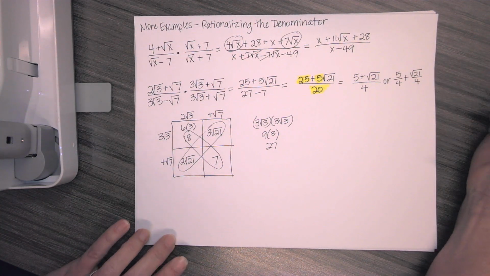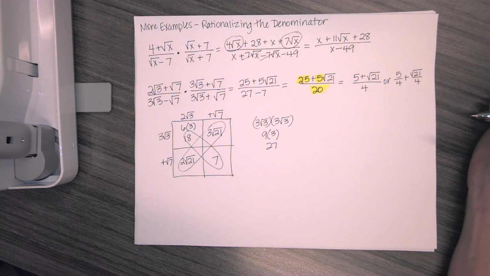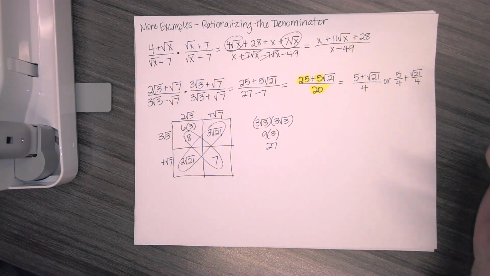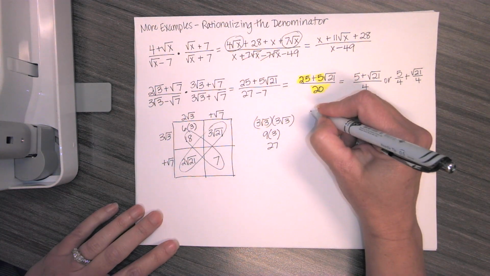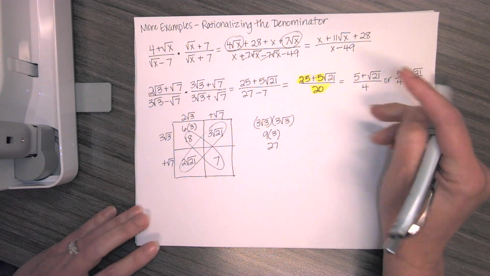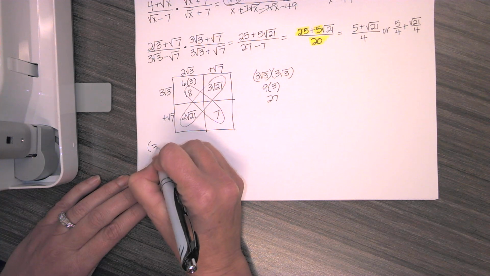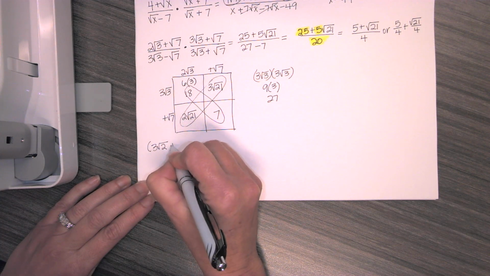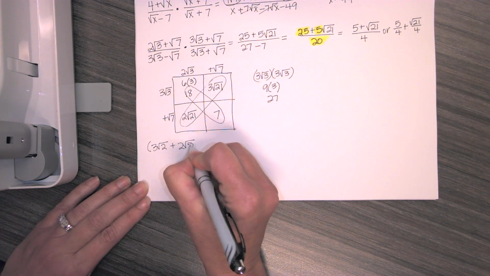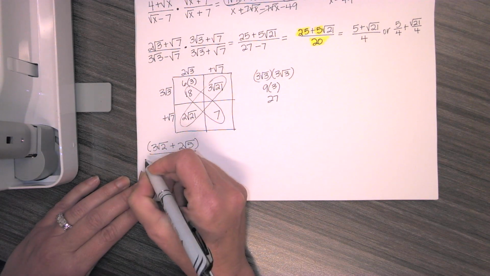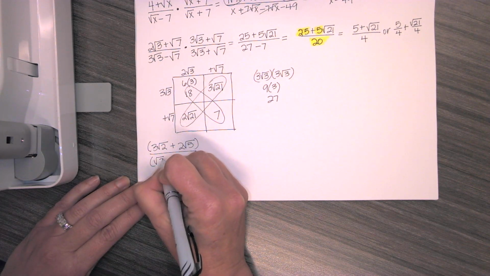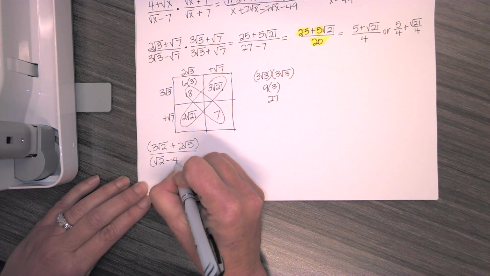These are the same. Alright, let's do at least one more example. How about this one? Maybe I better write it down here. 3 square roots of 2 plus 2 square roots of 5 over square root of 2 minus 4 square roots of 5.